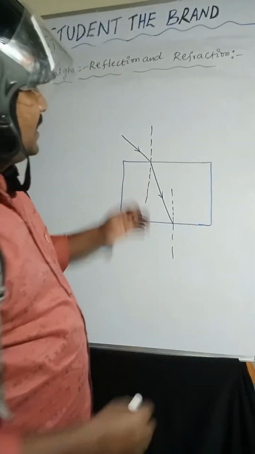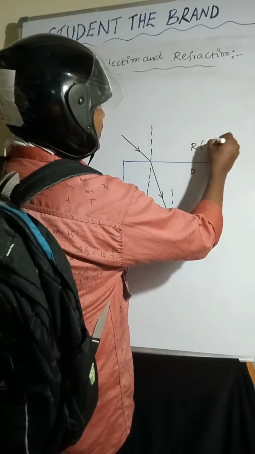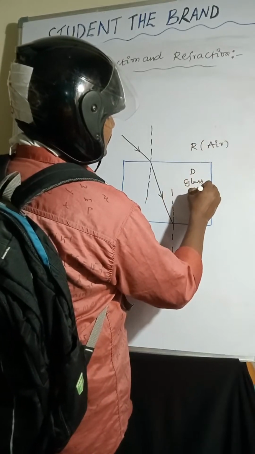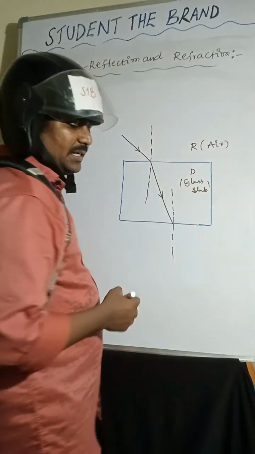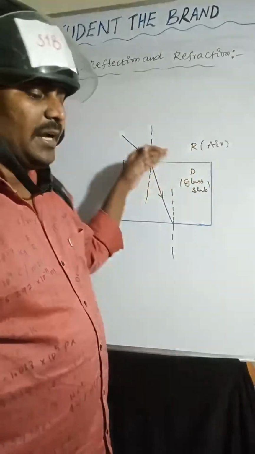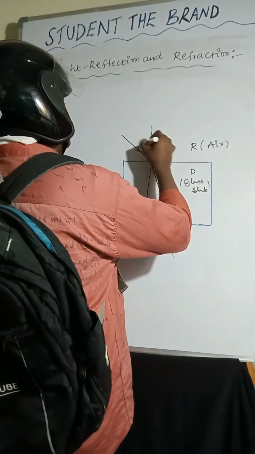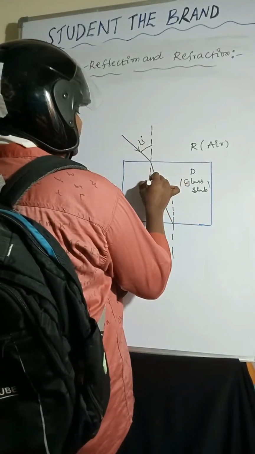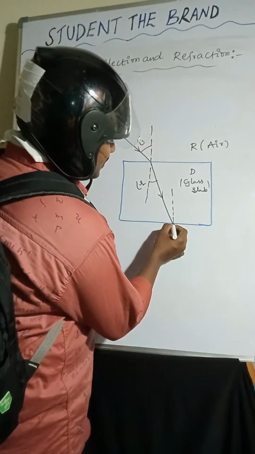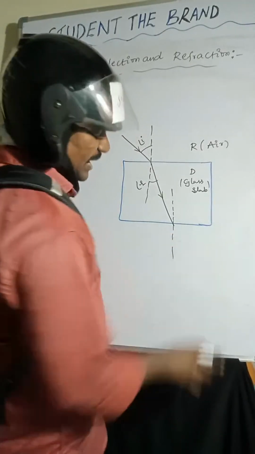So this is the rarer medium and the denser medium. The rarer medium is the air, the denser medium is the glass slab. The light ray is passing from rarer to denser. The angle between the incident ray and the normal line is called angle of incidence. The angle between the refracted ray and the normal line is called angle of refraction. The angle between the emergent ray and the normal line is called emergent angle.